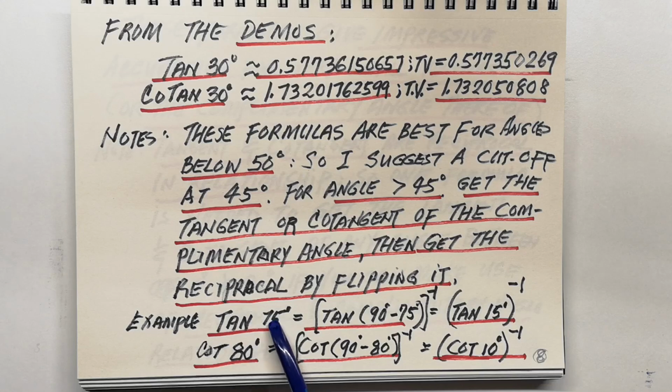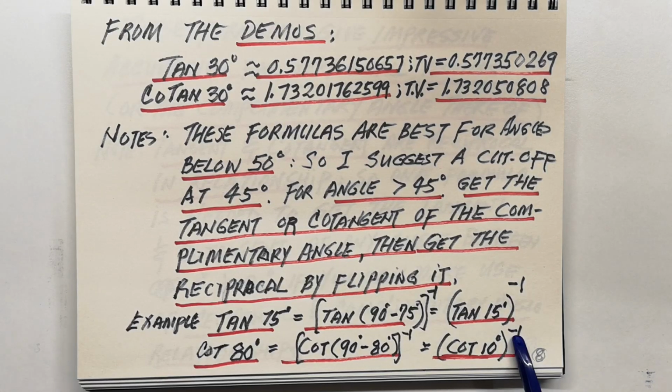Example, tangent of 75 is actually equal to tangent of 90 minus 75. That is tangent of 15 degrees. So you solve for tangent of 15 degrees. After you get the value, you flip it by getting the reciprocal. That's why it's raised to the negative 1. Same thing with cotangent 80. That's equal to cotangent of 90 minus 80, equal to cotangent of 10 degrees. After you get the cotangent of 10 degrees, you flip it by raising to the negative 1. And that's how you get cotangent of 80.